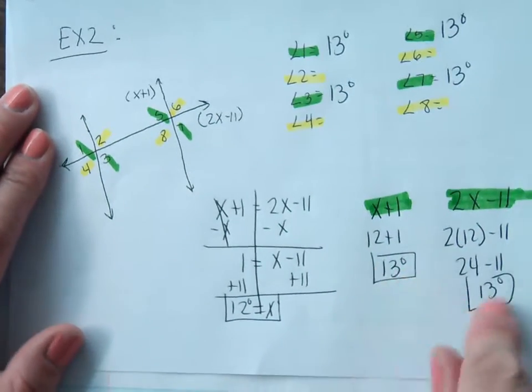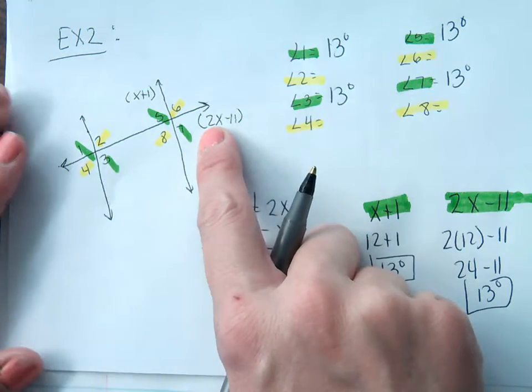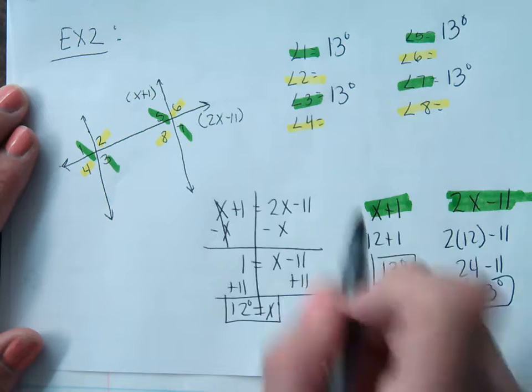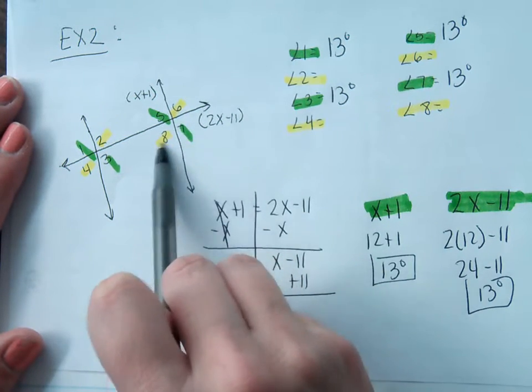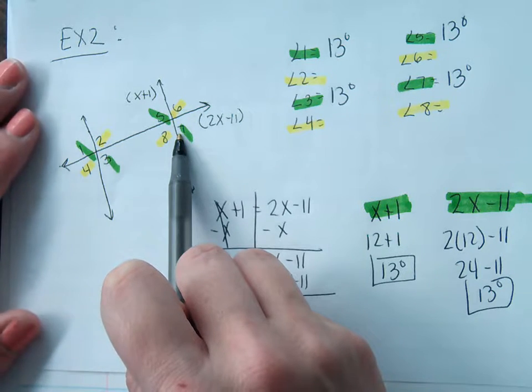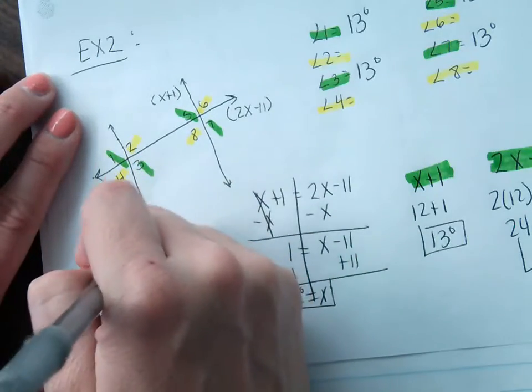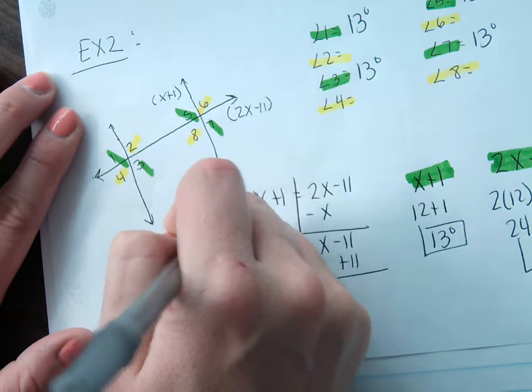It doesn't matter which one you plug into for this one since they're vertical angles and they're equivalent. You're going to get the same thing. So now we know we have to find the rest of our angles. These are supplementary angles because they are adjacent. They're next door to each other. So that means they're supplementary and they equal 180 degrees. So the measure of angle 8 plus 13 degrees equals 180 degrees.